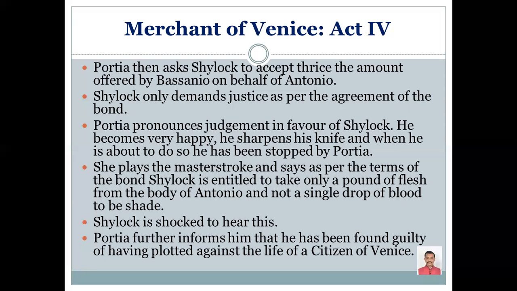Portia further informs him that he has been found guilty of having plotted against the life of a citizen of Venice, and as a result his life lies at the mercy of the Duke. Now the Duke will decide what is going to happen with you. He will take the decision. No doubt your property is going to be confiscated now, but at the same time you have been found guilty of plotting against the life of a citizen of Venice, and because of that your life is at the mercy of the Duke.